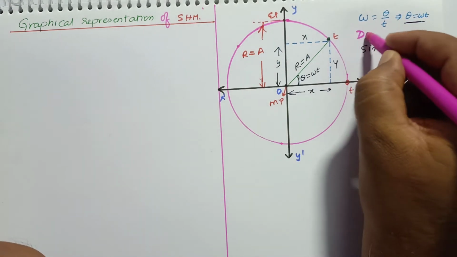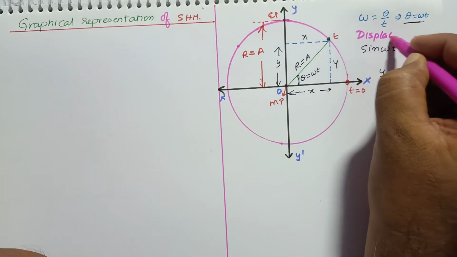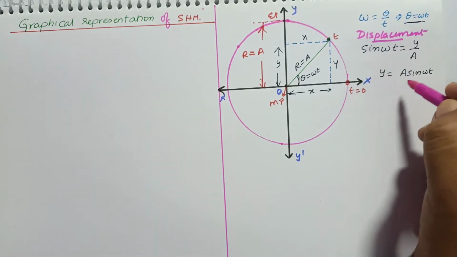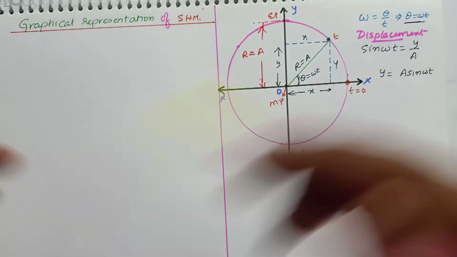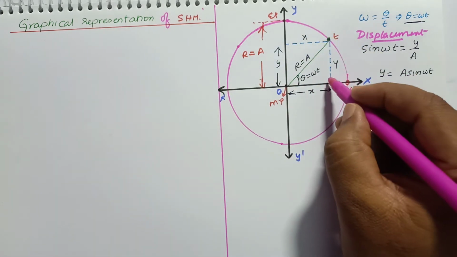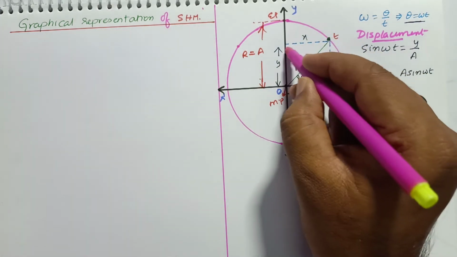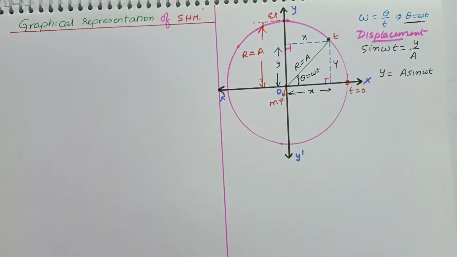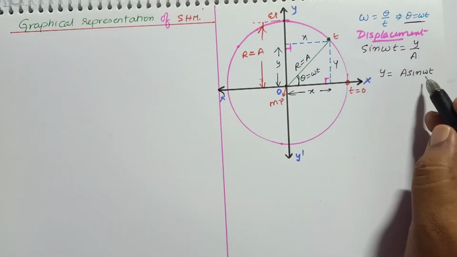So now we got the displacement along the y-axis. When the particle is at this place, we are dropping a perpendicular here and here. These two are making 90 degrees. We are dropping the perpendicular on the x-axis and on the y-axis also. Therefore, we can write like this: y is equal to a sin omega t.